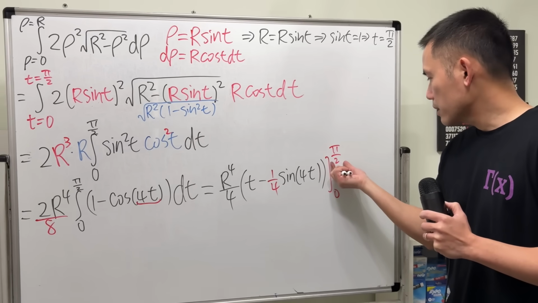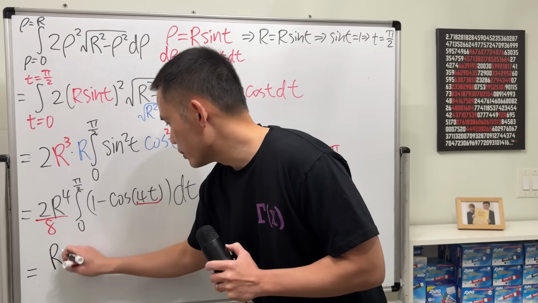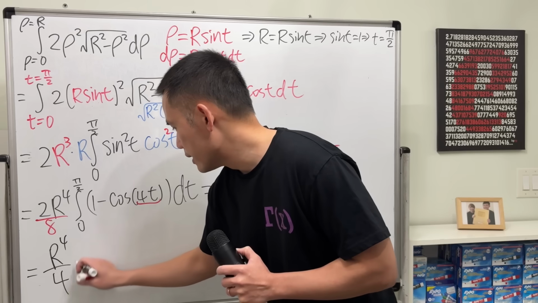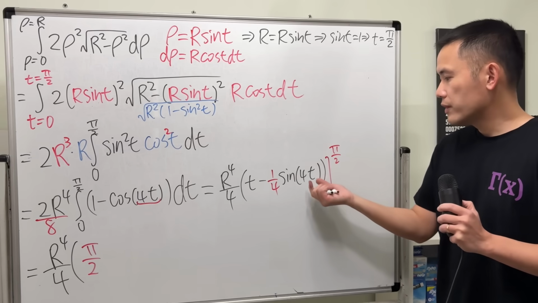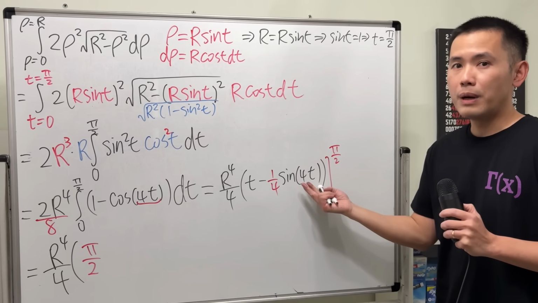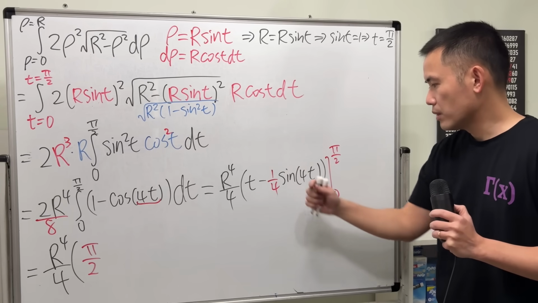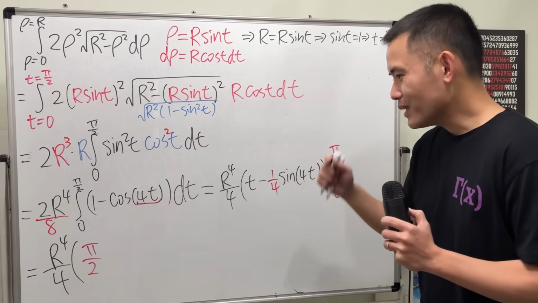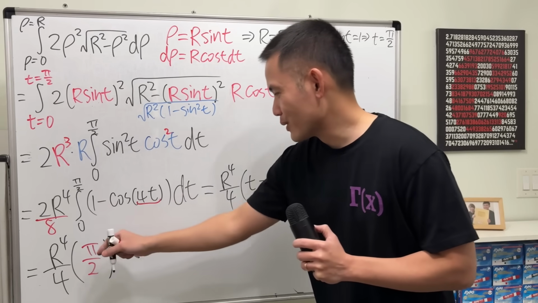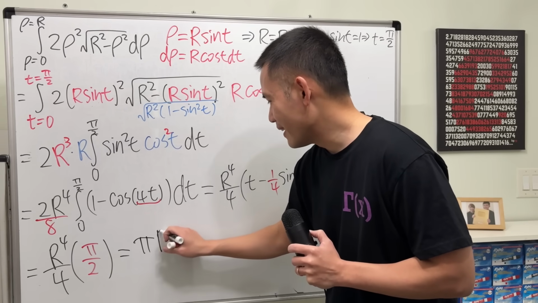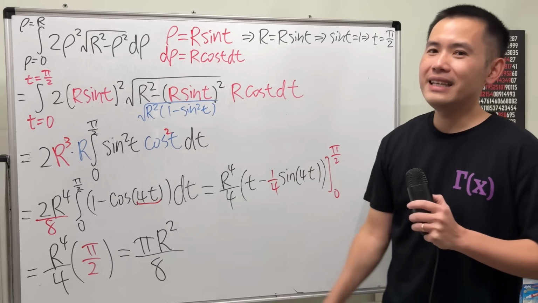Now, when I'm plugging pi over 2 into t, that would be pi over 2. So we have r to the 4th power over 4 times pi over 2. When we plug pi over 2 into the sine term, that will be 2 pi. Sine of 2 pi is 0, so bye-bye. Plugging 0 into here, 0. Plugging 0 into here, 0. So guess what? That's all we need. And then altogether, I'm just going to write it as pi times r to the 4th power over 8. So that's the result for that integral.